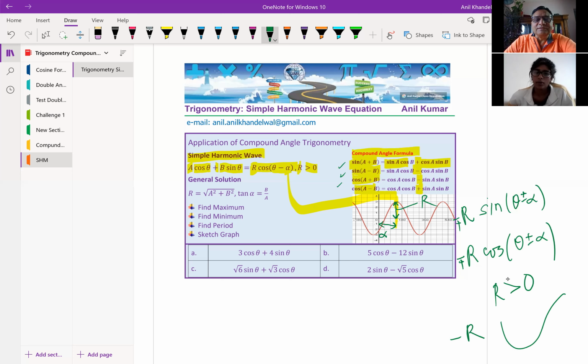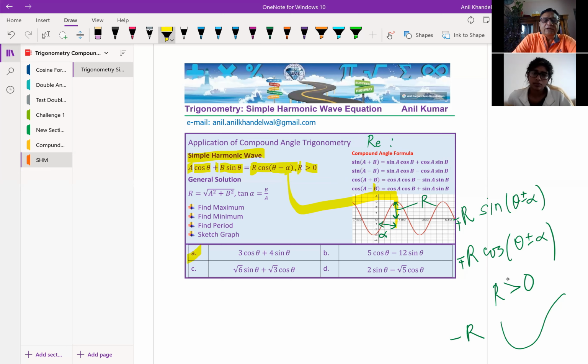Is that equation there, the A cos theta plus B sine theta, given in the question, or is it one of the compound angles? No, it is not. You have to remember, this is your reference. Yes, the equation is given in the question. We will now see questions related to the simple harmonic equation as A cos theta plus B sine theta.